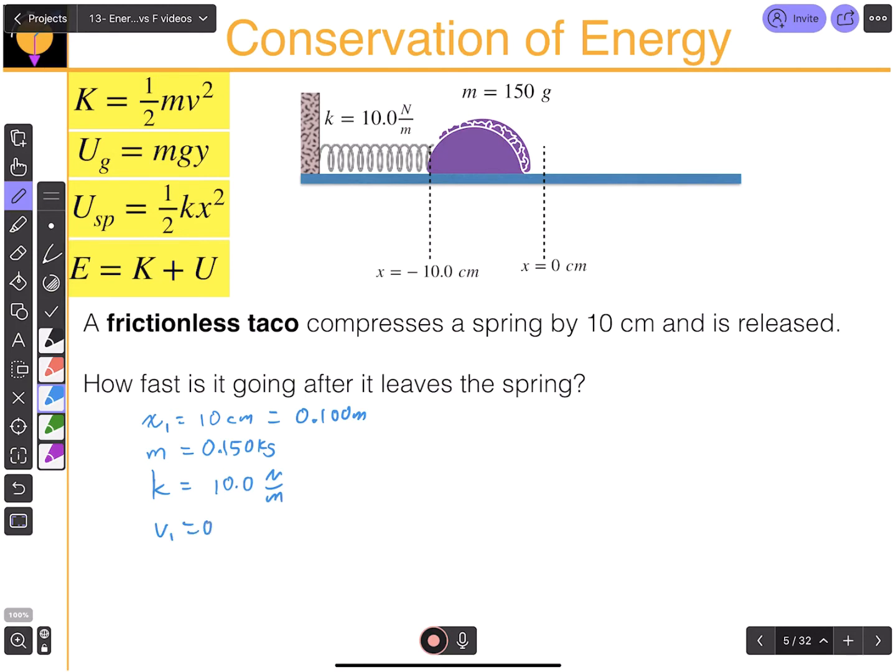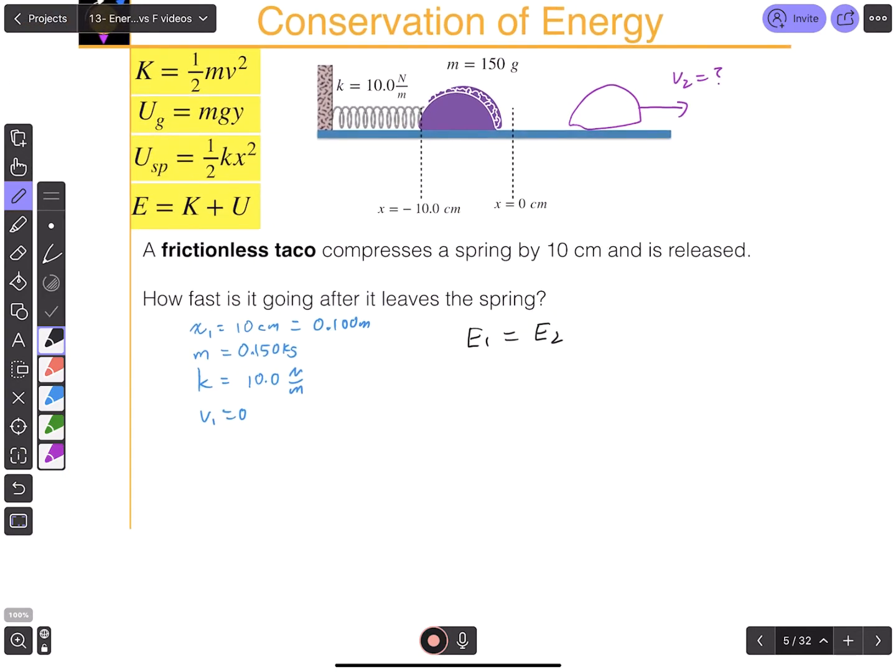So I push this taco against the spring and then I let it go. How fast is it going after it leaves the spring? So after it leaves the spring, here's the taco. After it leaves the spring, what is its final speed? So that's easy. It's a conservation of energy problem again, right? So we are going to use that. We're going to use E initial equals E final, and then solve for the final speed of the taco.